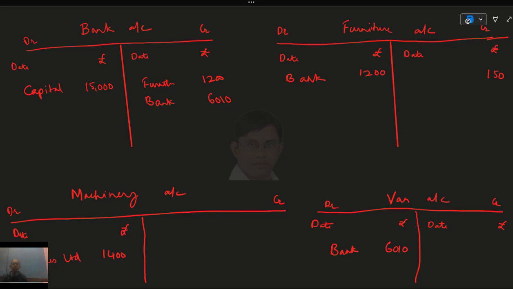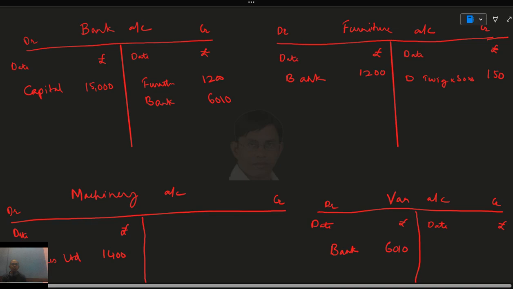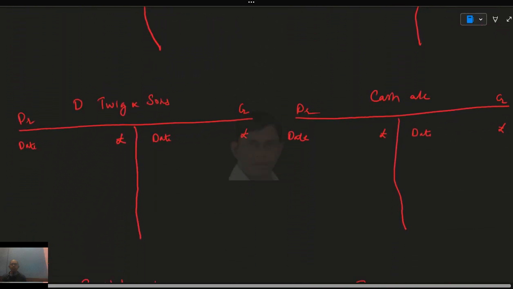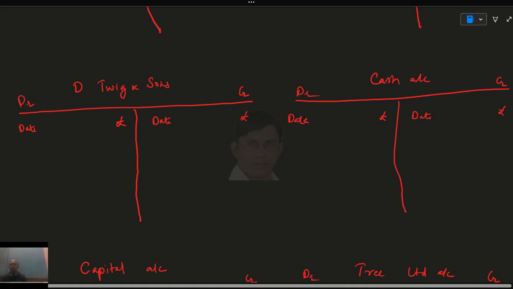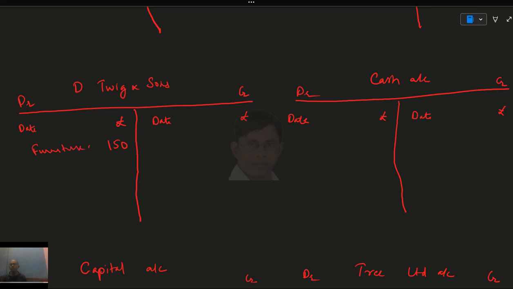Who is taking it away? D Twig and Sons is taking it away. But another asset is increasing, right? D Twig and Sons is a customer, so he has to pay us. So he is an asset, and it is increasing. So we have to debit D Twig and Sons, 150, and credit office furniture. Okay. So next.